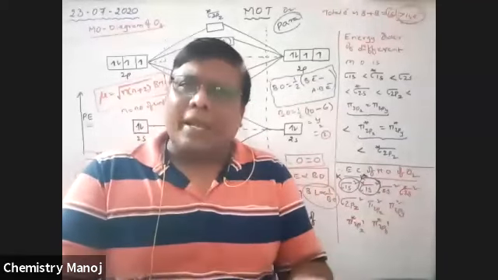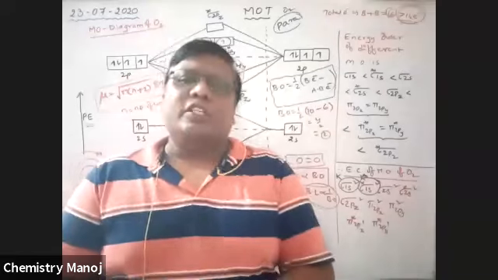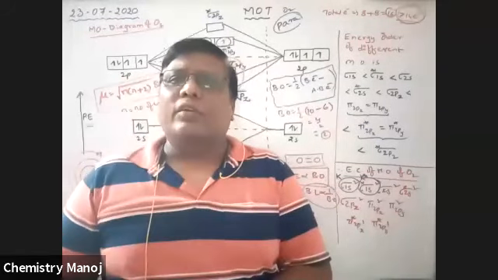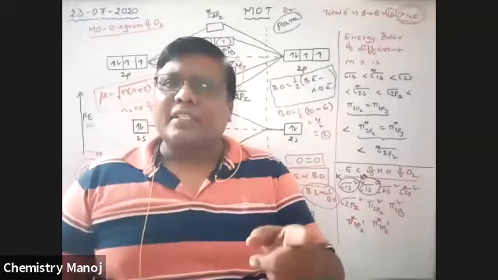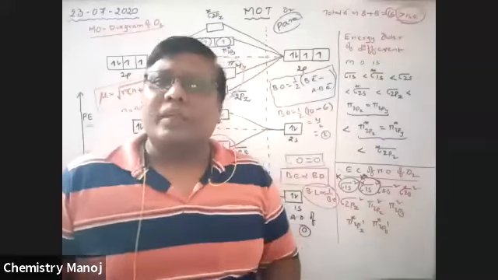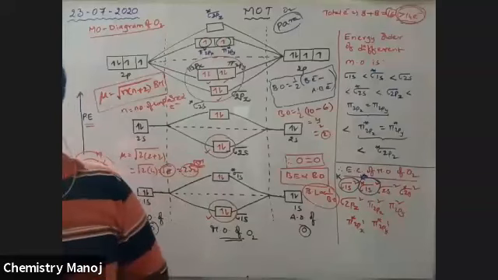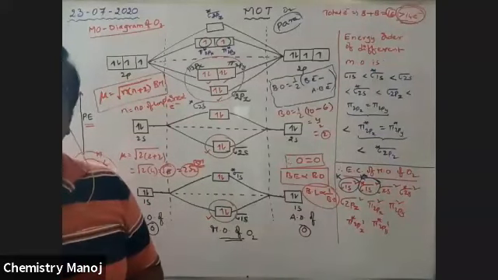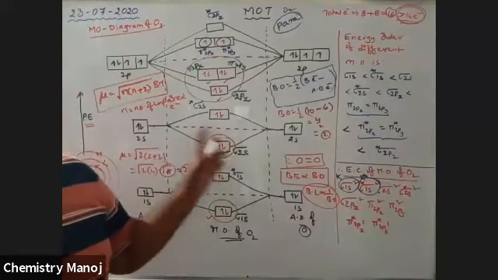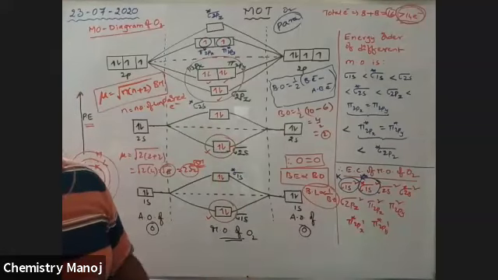So how much paramagnetism is there? That is calculated by using the formula mu is equal to under root n into n plus 2 Bohr magnetons. Here n is the number of unpaired electrons. How much is the magnetic strength? That is the magnetic moment. Okay, so this is the way to express the concept.